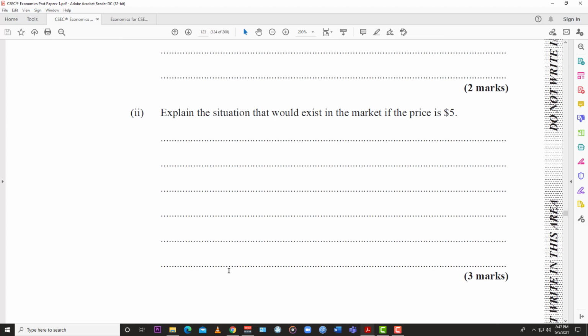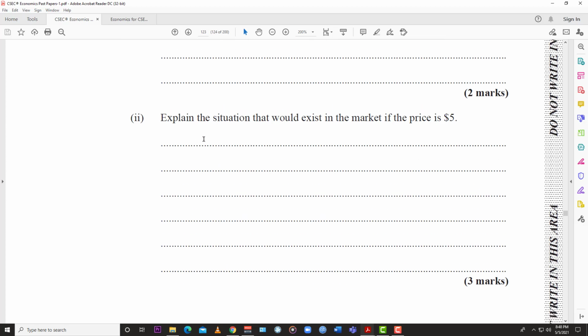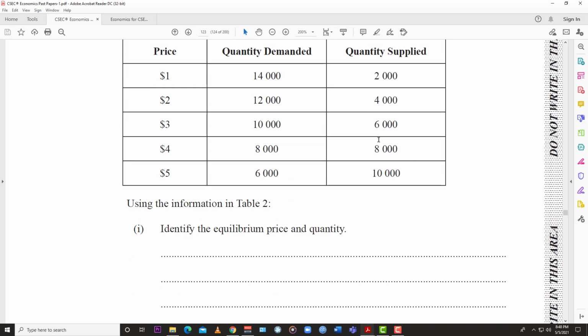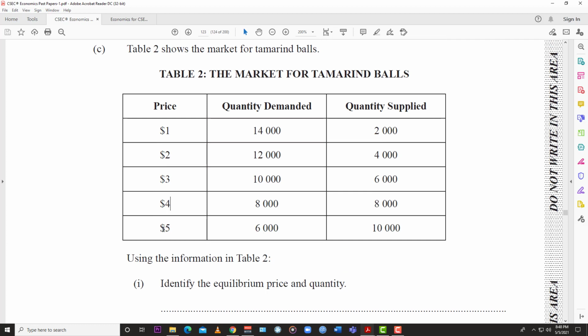Moving on. Some application questions now. Explain the situation that would exist in the market if the price is $5. So here we are. The price is $5, right? So the price is right here, $5. But what do you realize for $5?